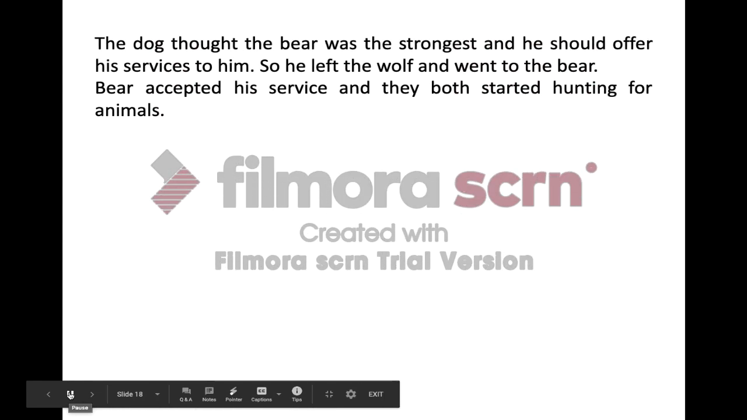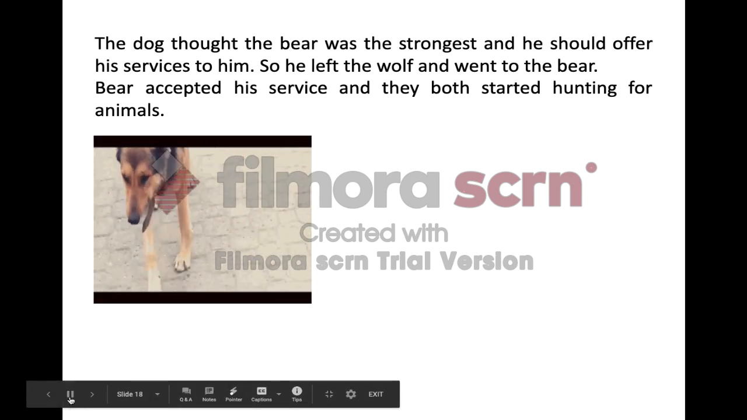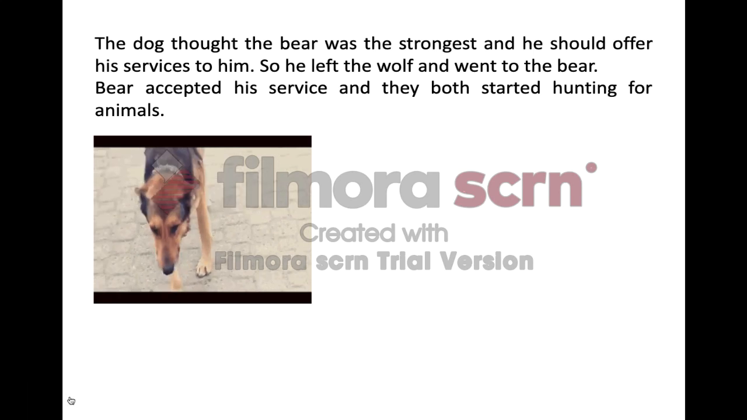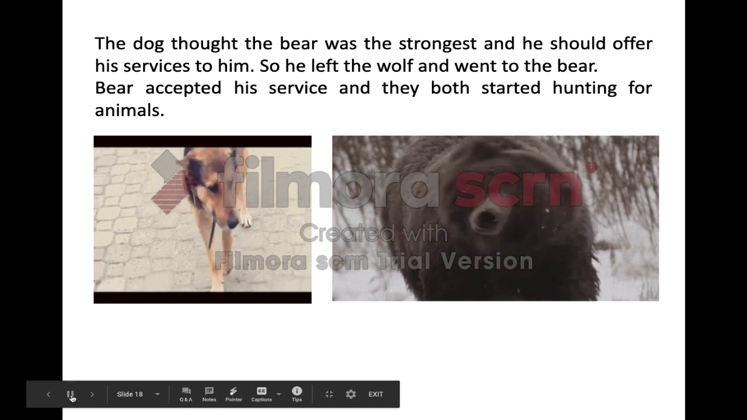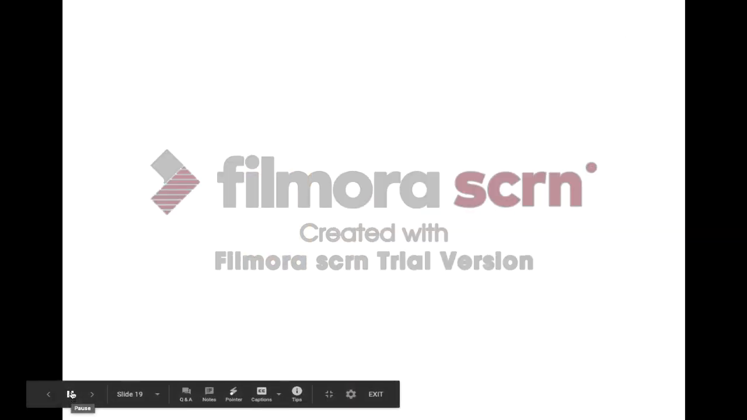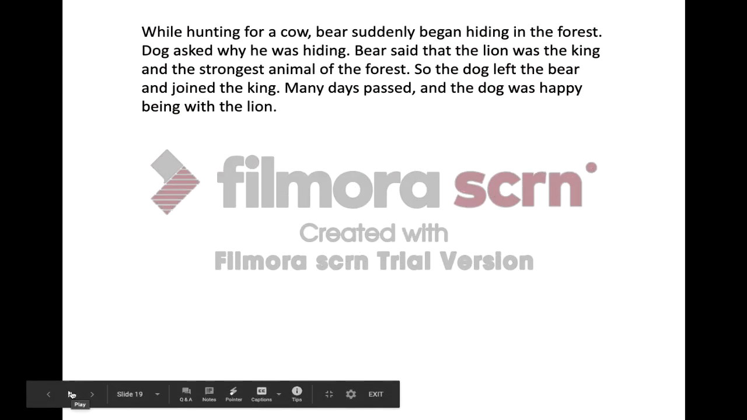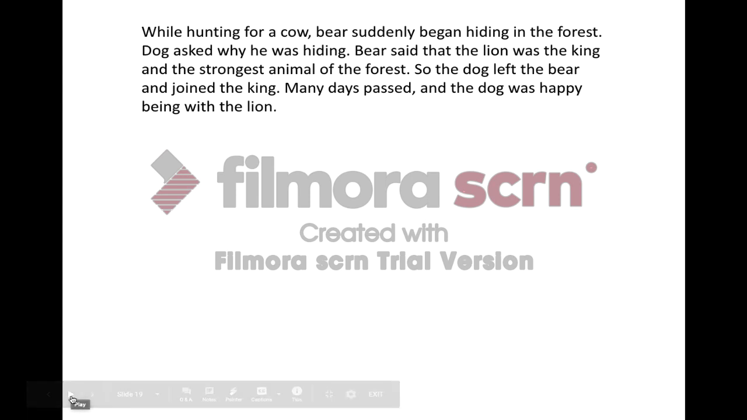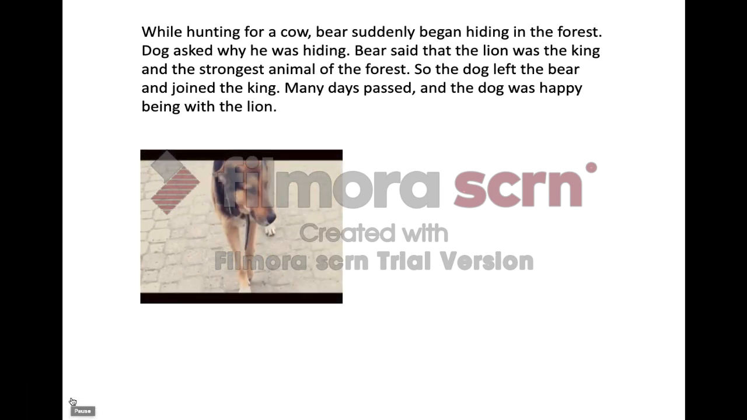The dog thought the bear was the strongest and he should offer his services to him. So he left the wolf and went to the bear. Bear accepted his service and they both started hunting for animals. While hunting for a cow, Bear suddenly began hiding in the forest. Dog asked why he was hiding. Bear said that the lion was the king and the strongest animal of the forest. So the dog left the bear and joined the king.